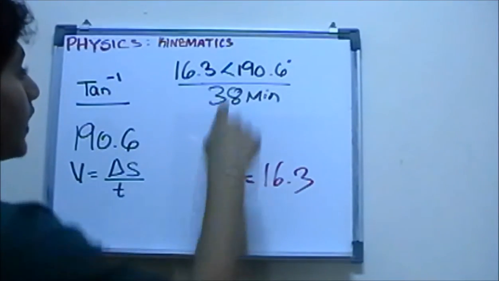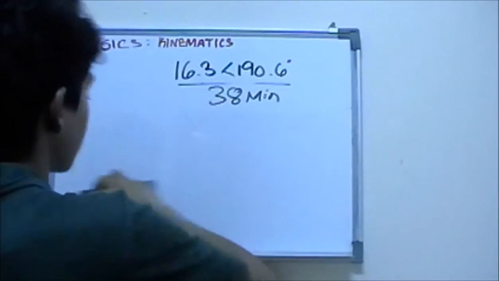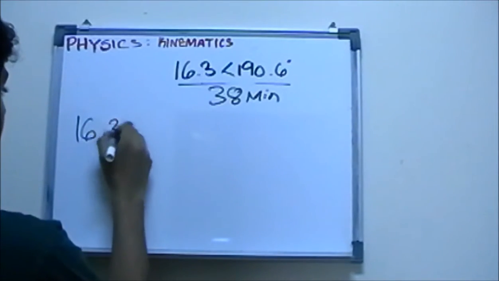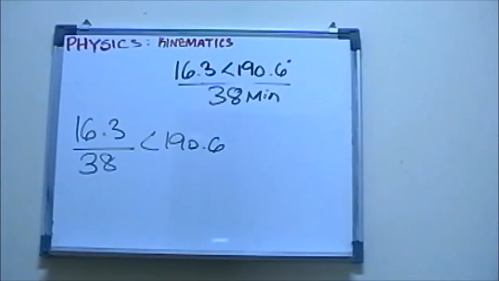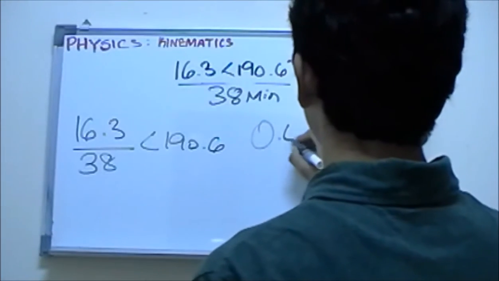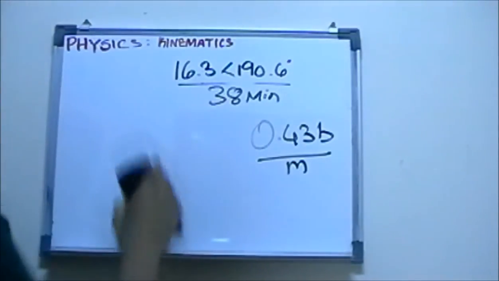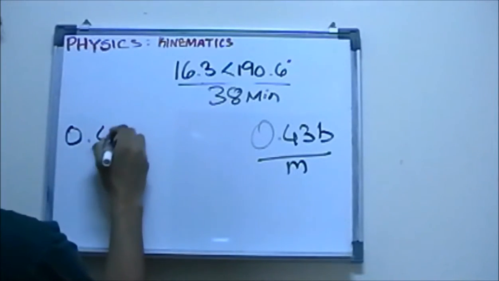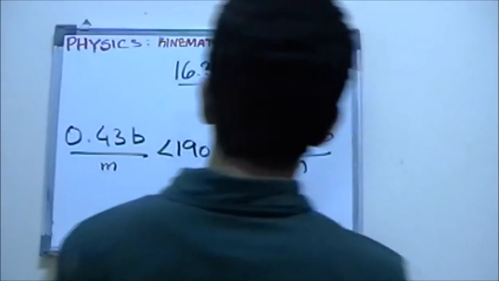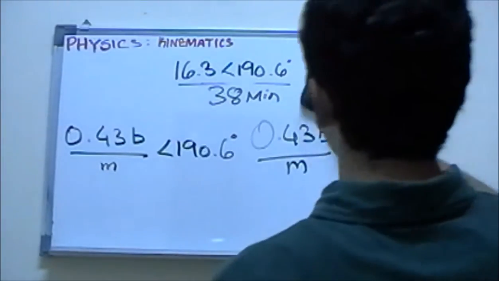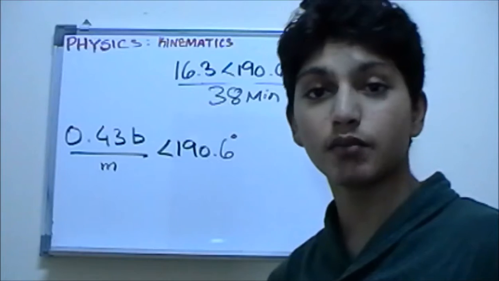Now the thing is, you don't actually divide this. So how do you write this? Well, you write it as 16.3 divided by 38 at the angle of 190.6. If you were to divide that, you'd get 0.43 blocks per minute at the angle of 190.6 degrees. And that is the velocity.